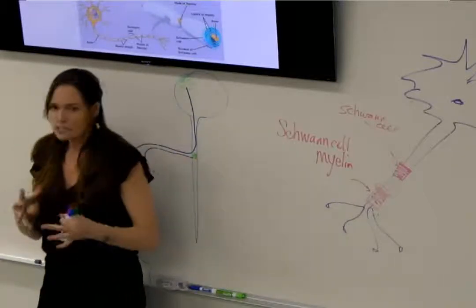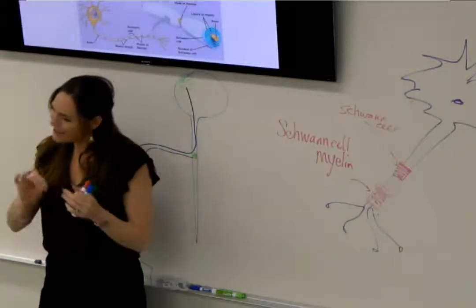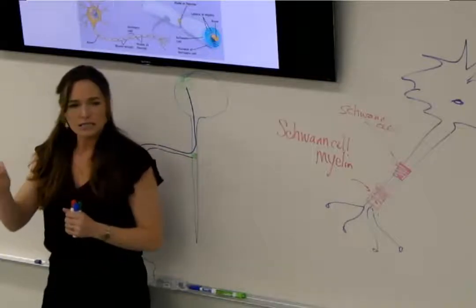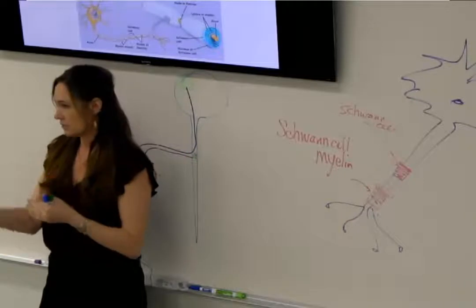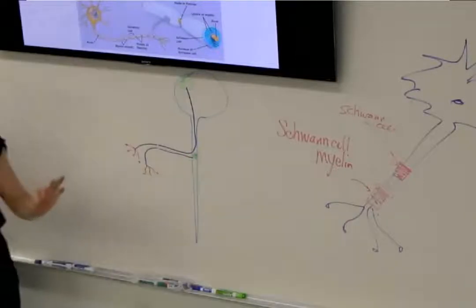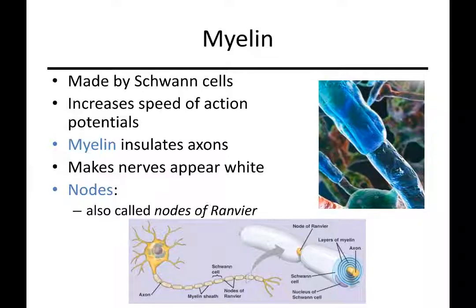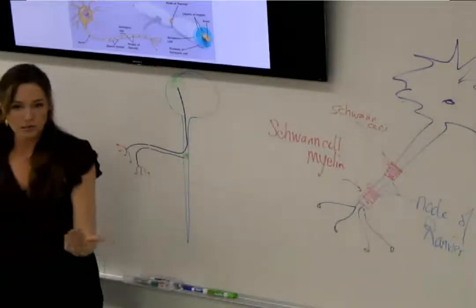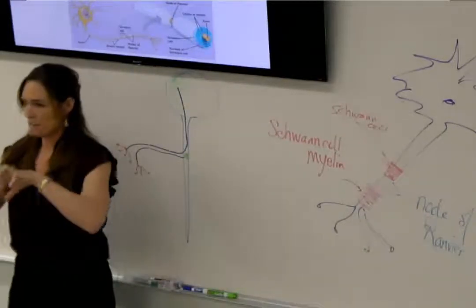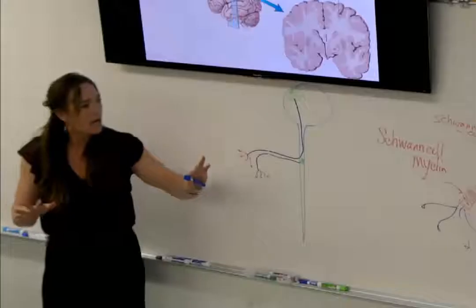With the support cell, it's not itself conducting the electricity. It might quicken the electricity. It's insulating it from its neighbors, and it serves as a guide. The gaps in between them are called the nodes, the nodes of Ranvier. And these are the exposed axon between the myelin segments.